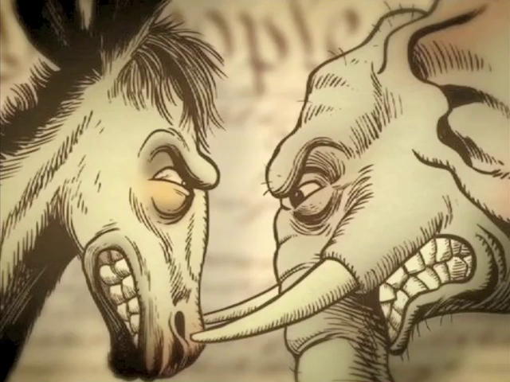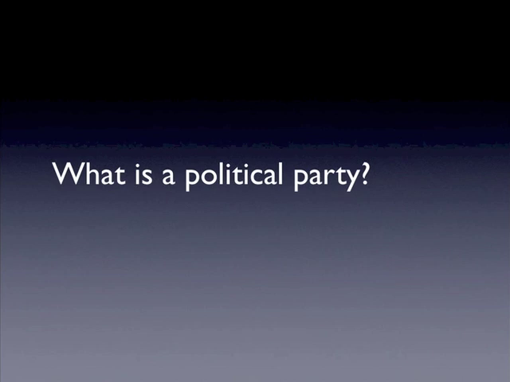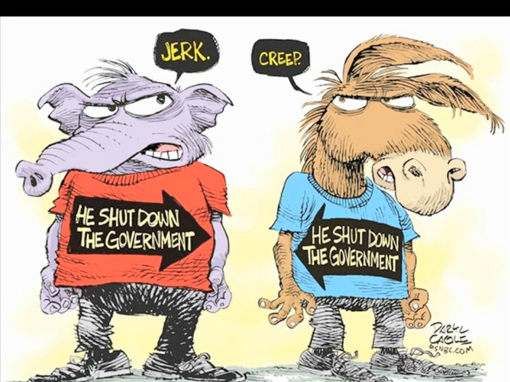This lesson covers political parties and what they do. What is a political party? A political party is a group of people who seek to control government by winning elections and holding office. The two major parties in American politics are the Republican and Democratic parties. Parties can be principle-oriented, issue-oriented, or election-oriented. The American parties are election-oriented.